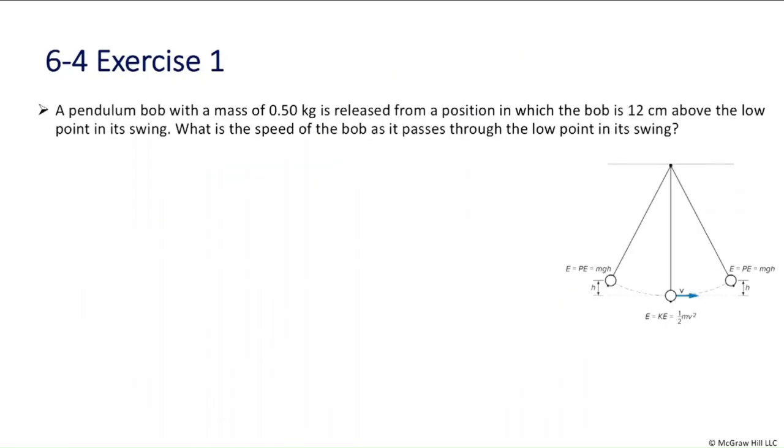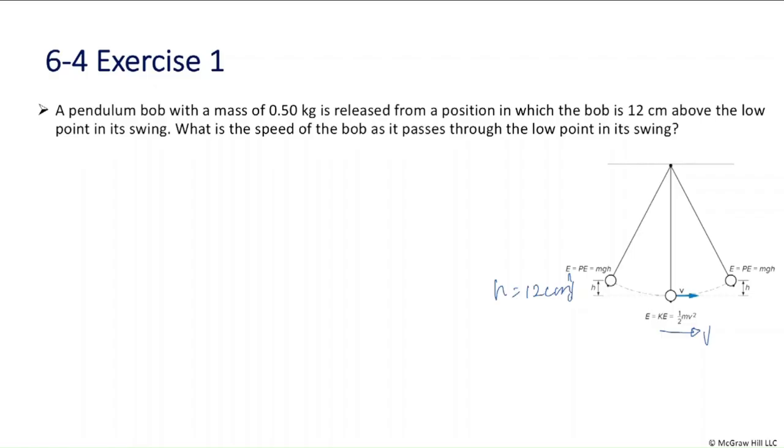First, let's try a problem using the law of conservation of energy. So we have a pendulum bob with a mass of 0.5 kilogram and it is released from a position 12 centimeter above the low point in its swing. So h is 12 centimeters. Now the question is, what is the speed of the bob as it passes through the low point in its swing? You are asked to find the speed at this point and h is given as 12 centimeter.